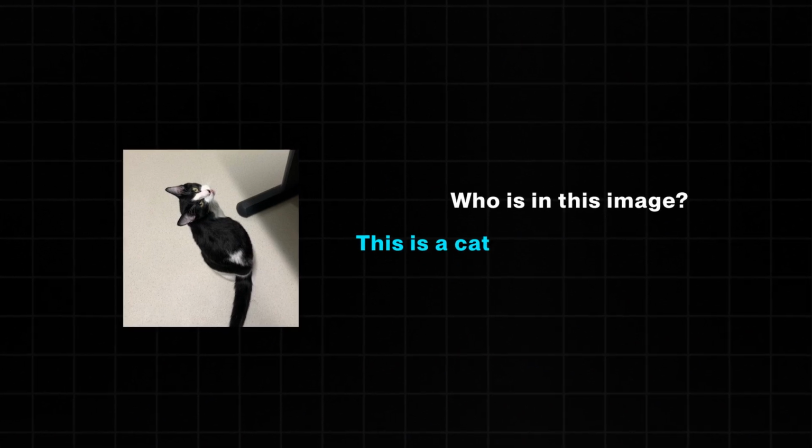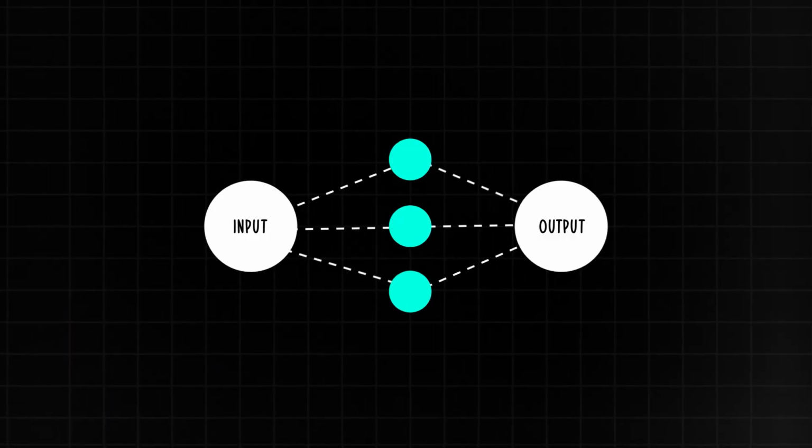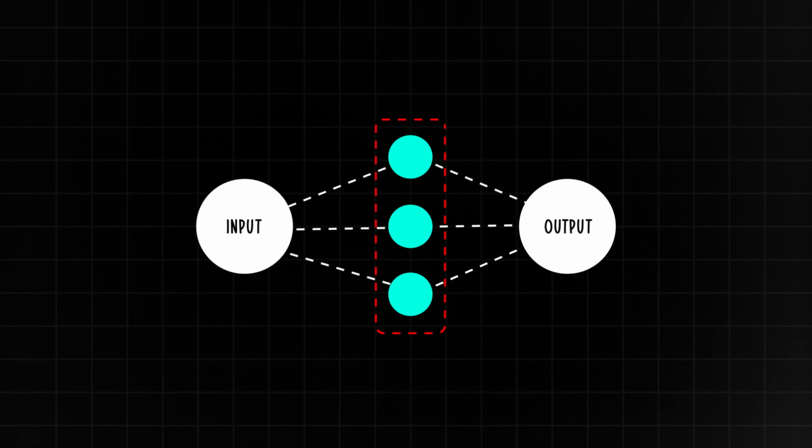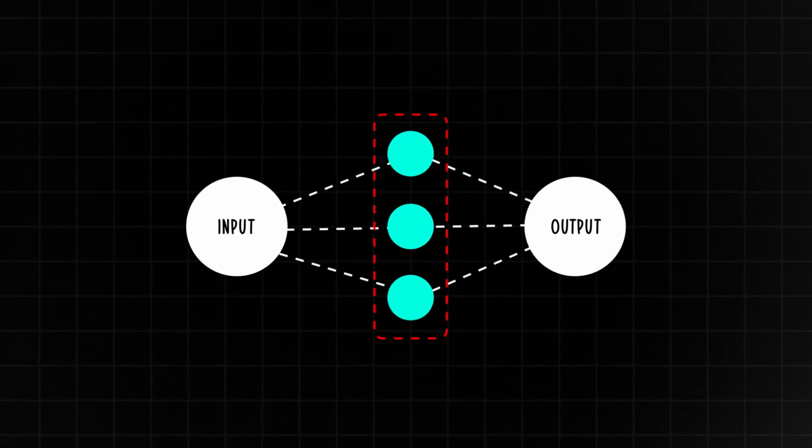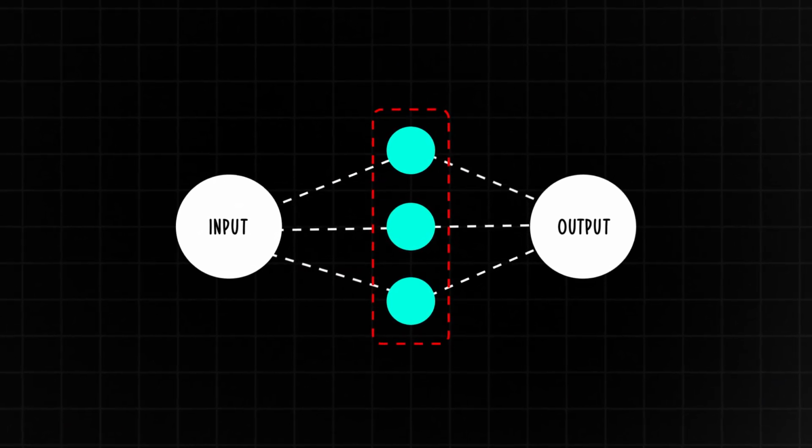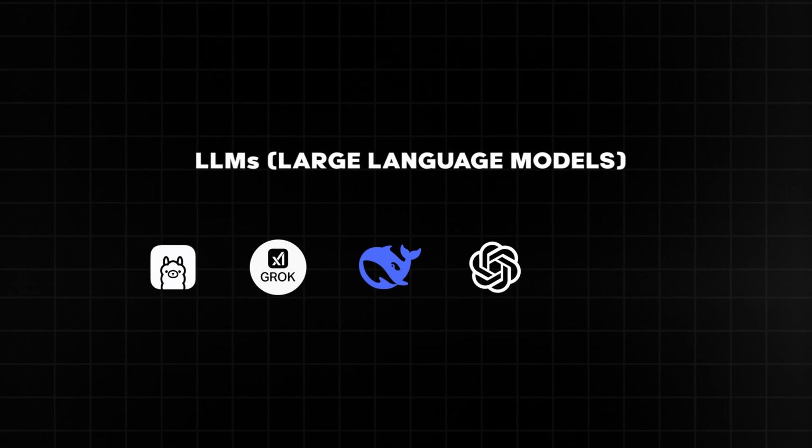So the main brain of AI is the neural network, which is in the middle of input and output, which gets trained and can then think and make decisions. This is how every LLM, large language model, is trained. LLMs include ChatGPT, DeepSeek, Grok, Llama, and Gemini.